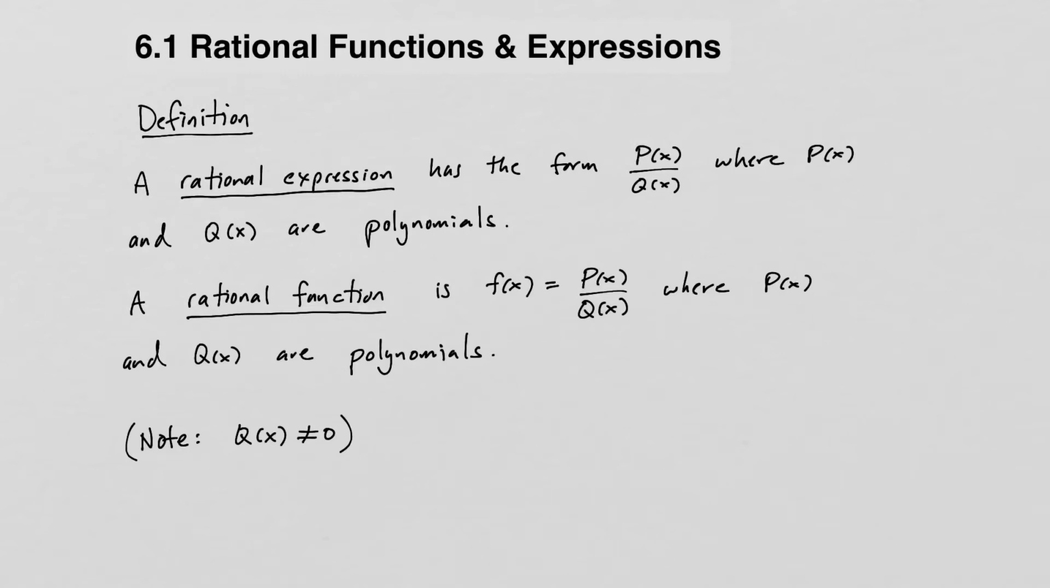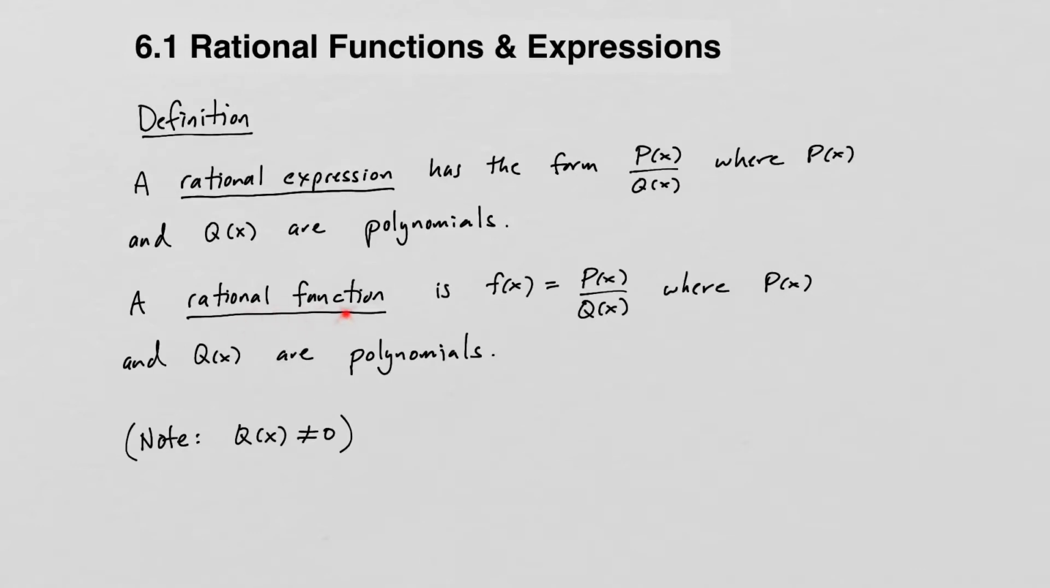Chapter 6 deals with rational functions, and in 6.1 we're going to introduce the concept of a rational function and also a rational expression. So we'll start with a couple of basic definitions. A rational expression is just an expression that has the form p of x over q of x, where p of x and q of x are polynomials. So it's a polynomial over a polynomial.